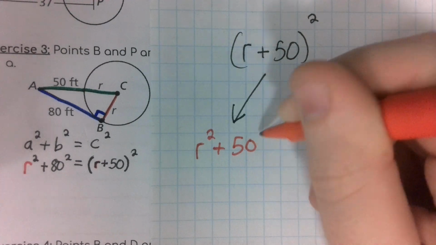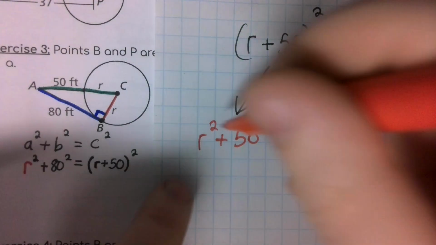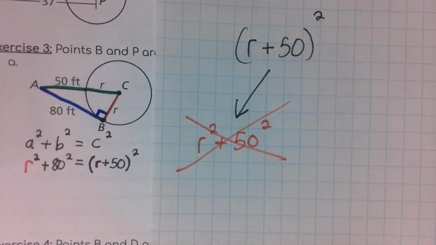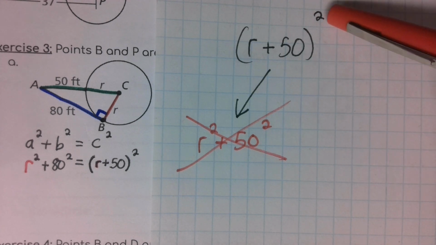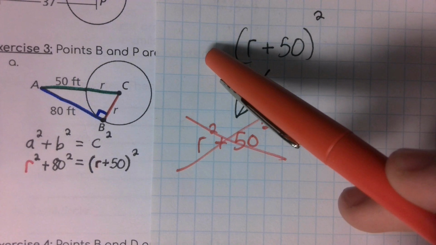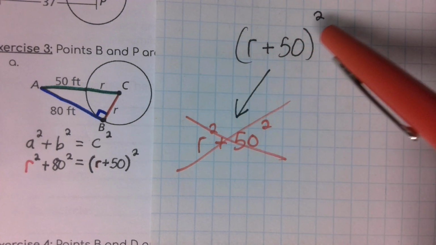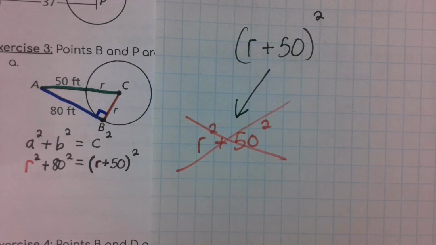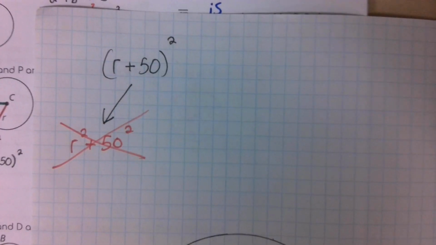r squared plus 50 squared. Not correct. Squares don't work the same way as just coefficients. You can't just distribute them to everything. No. And let me show you in a way that proves it.